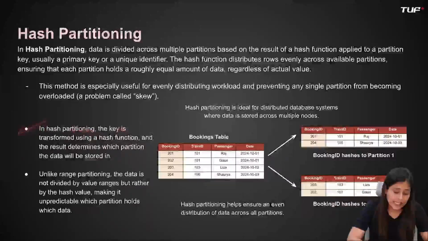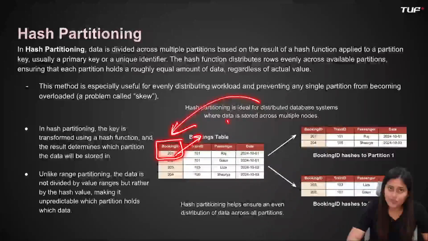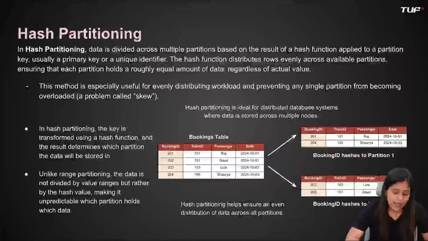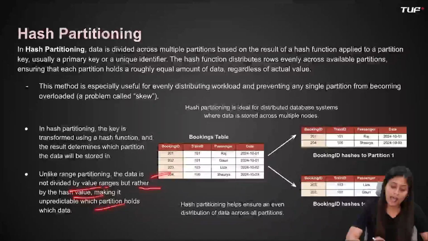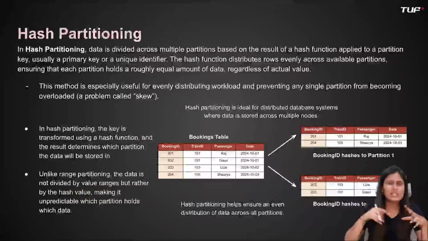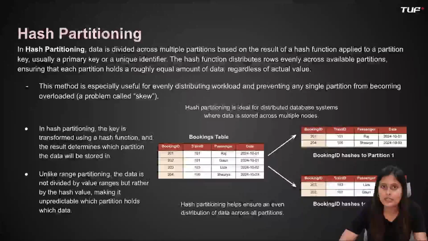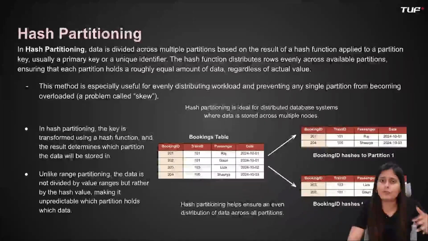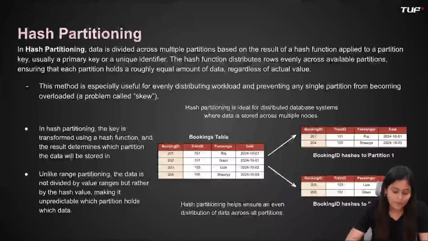In hash partitioning, the key is transformed using a hash function and the result determines which partition the data will be stored in. So we will apply the hash function on the particular column, and whatever the result of the hash function, like 201 modulo 2, the data will be stored in that partition accordingly. Unlike range partitioning, the data is not divided by value range, but rather by a hash value. So that is all about hash partitioning and how it is better than range partitioning in some cases, when we know that range partitioning might give a bulky result. Then we will go for hash partitioning.